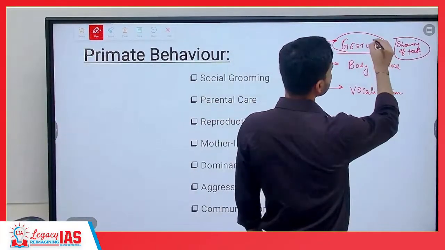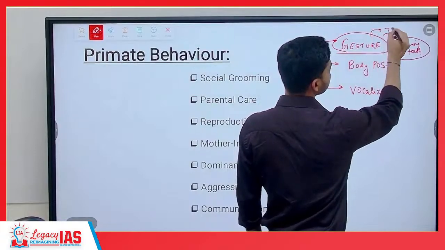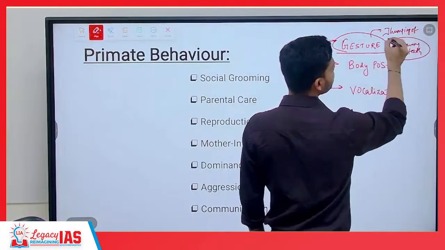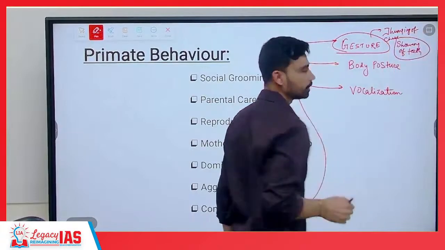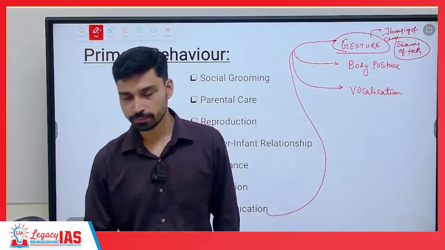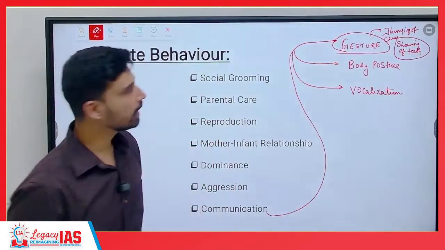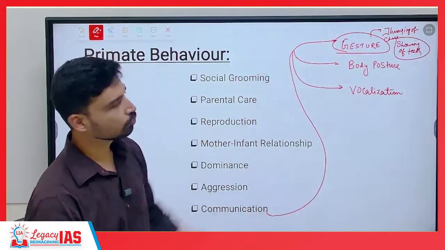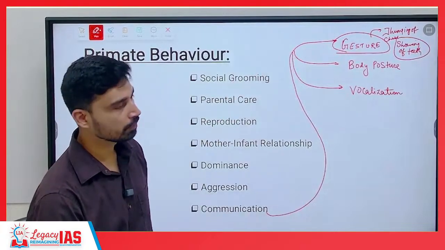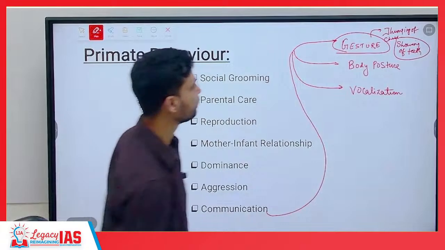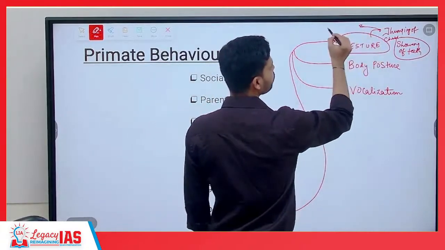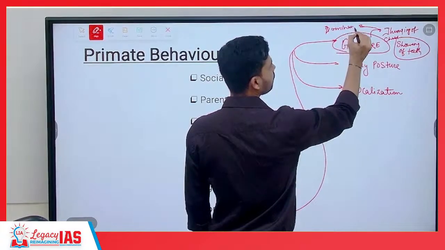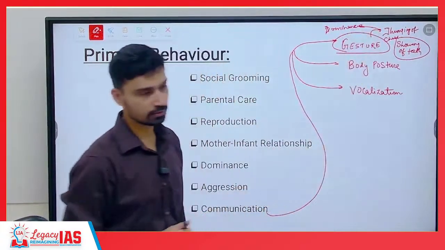Or in gorillas, you have thumping of chest to assert dominance. Two examples you can get here: showing of teeth, and in gorillas, and in other monkeys also sometimes, thumping of chest, but in gorillas it is the most common one. Thumping of chest is a gesture of exerting dominance.